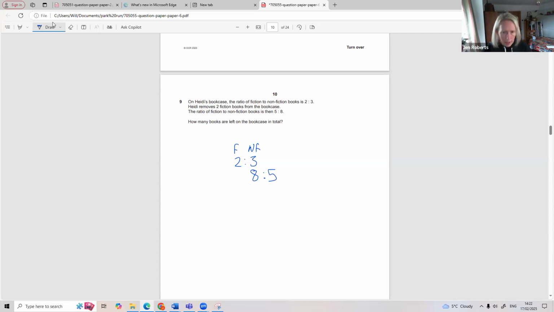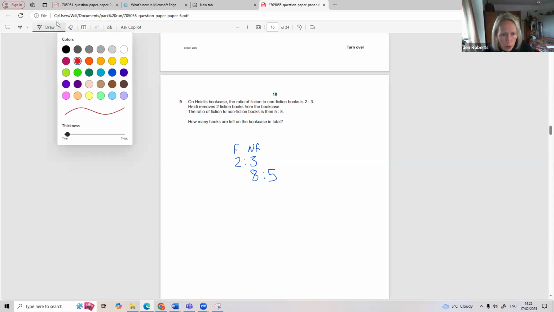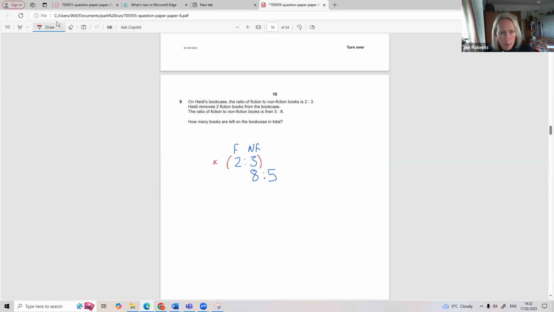Again, you might have done this a slightly different way to me. So I'm going to make non-fiction the same. So I'll be thinking, what's the lowest common multiple of 3 and 8? It's 24. So I'm going to times that top ratio by 8. I'm going to times this bottom ratio by 3. Times this by 8, we get 16 fiction, 24 non-fiction. 3 times 8 is 24, 3 times 5 is 15. Okay, now if you see it like this, so 16, I know that's fiction, the non-fiction is 24.